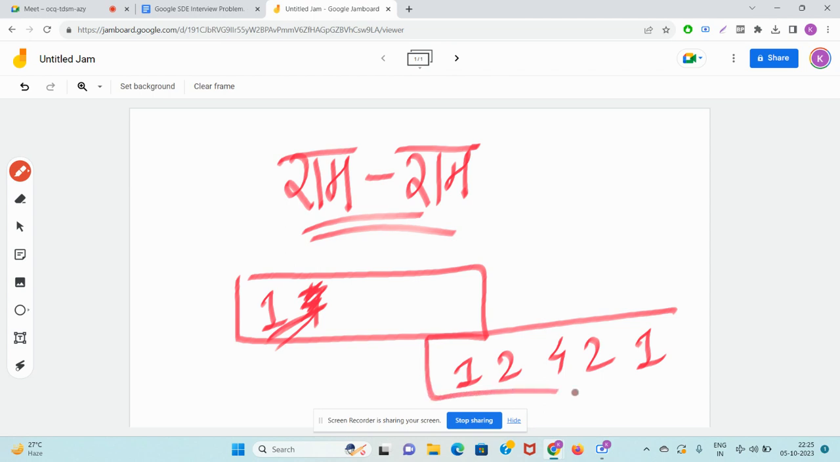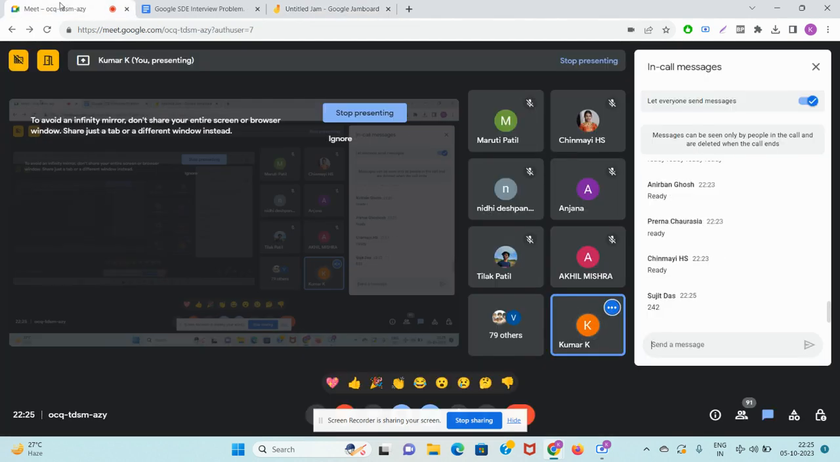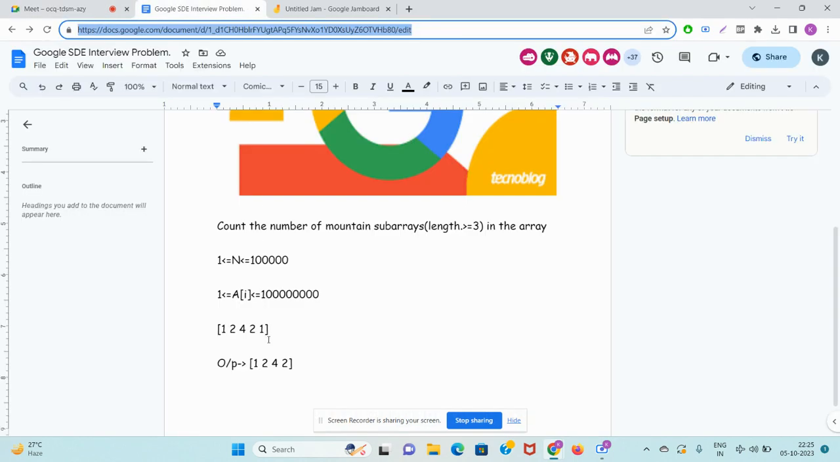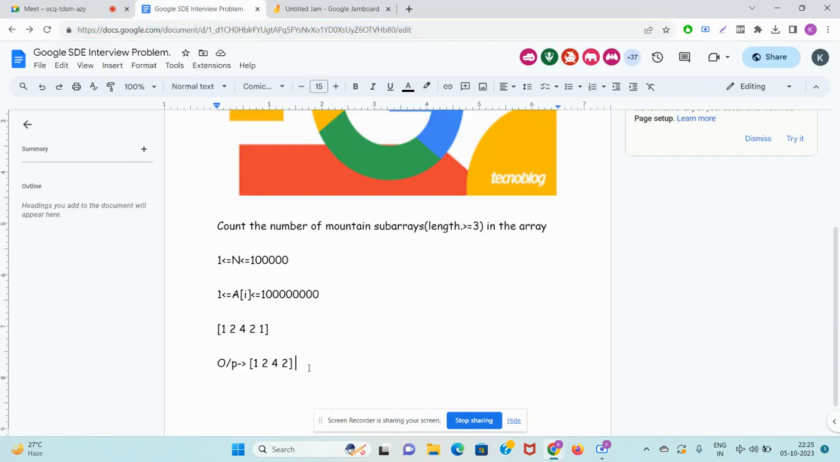Tell me which subarrays in this array are in a mountain shape. Quickly start writing in the chat. How many subarrays are there in mountain shape? There are two. This is one mountain subarray, and this is also a mountain subarray. Mountain means initially the array is strictly increasing, then it becomes strictly decreasing. The mountain array definition should be clear to most of you.